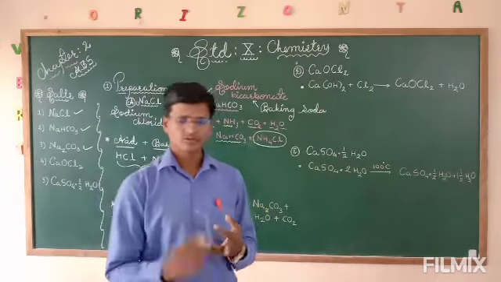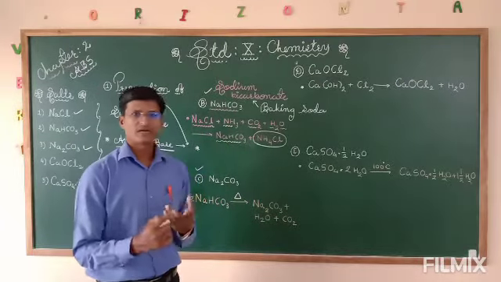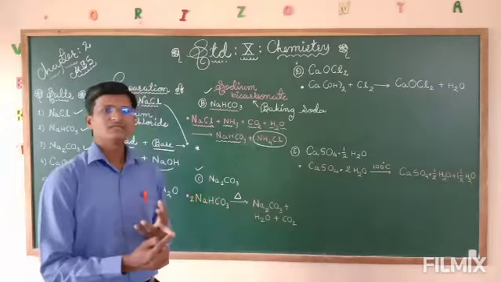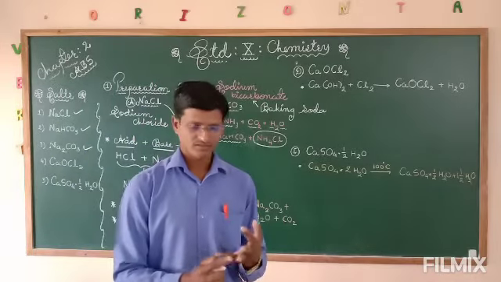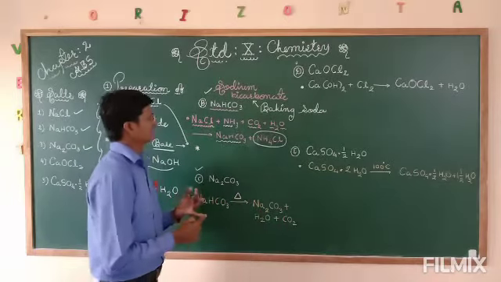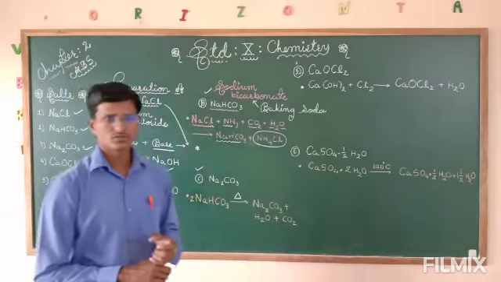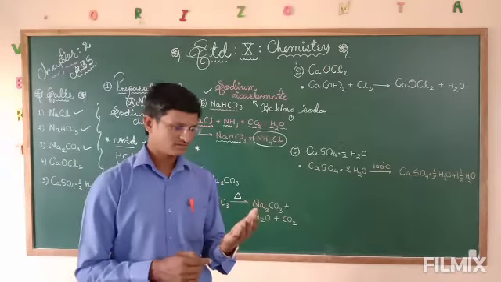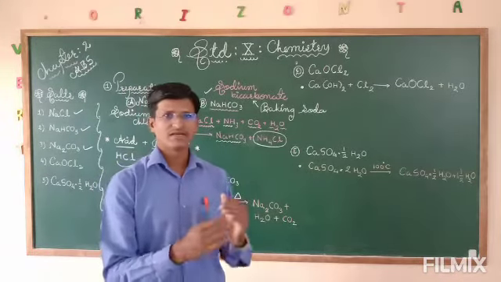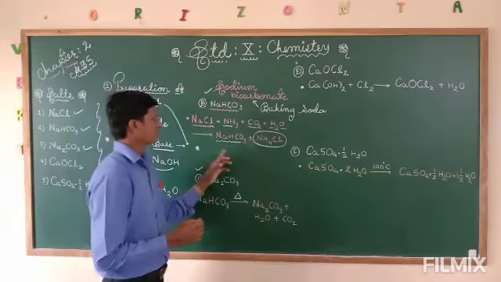Bleaching powder, we are using baking soda in paper and cotton, and it is used in clothes. Generally we are using it in clothes also. When we add this type of baking soda into the clothes, the clothes become soft.